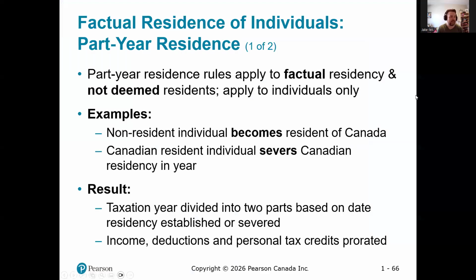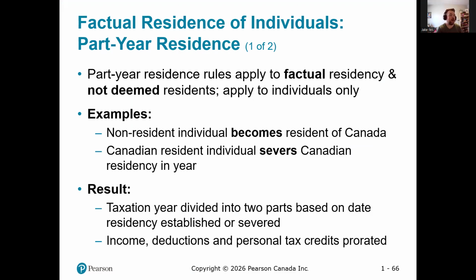I mentioned that you can break residency in part of a year. Either you came to Canada or you left Canada. So what we will do is we will establish a date, the date you came or left. And on one side of this date will be your worldwide income if you were in Canada, and after this date is only Canadian income. If you're coming to Canada, it's the other way. Only Canadian income, all worldwide income after.